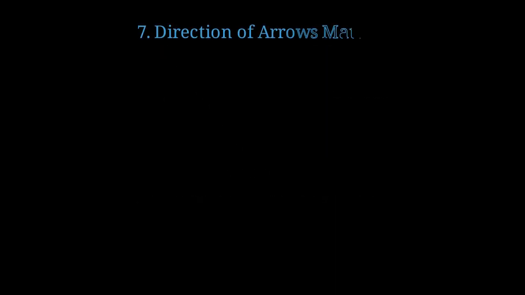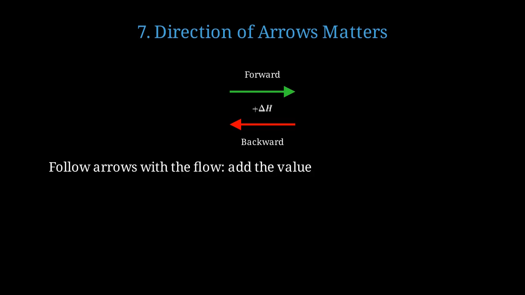The direction of arrows is crucial for getting the signs correct. Going forward along an arrow uses positive delta H, while going backward uses negative delta H. When you follow an arrow in its direction, you add that enthalpy change. When you go against an arrow's direction, you subtract that enthalpy change.